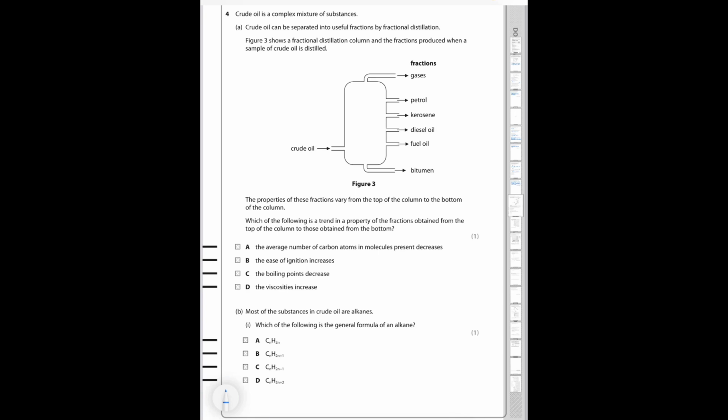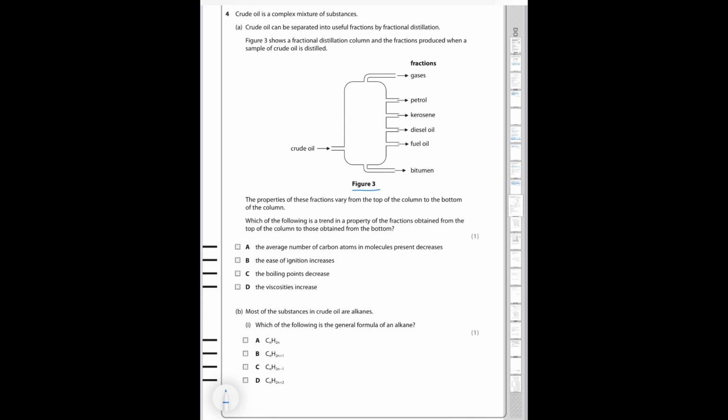Now, in question 4, we are told that crude oil is a complex mixture of substances. Crude oil can be separated into useful fractions by fractional distillation. Figure 3 shows a fractional distillation column and the fractions being produced when a sample of crude oil is distilled, and we can see the different fractions on the right-hand side. The properties of these fractions vary from the top of the column to the bottom of the column.